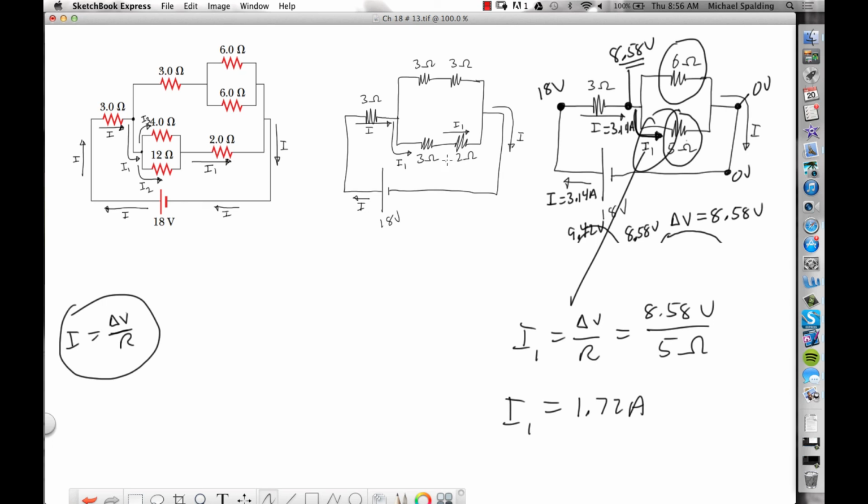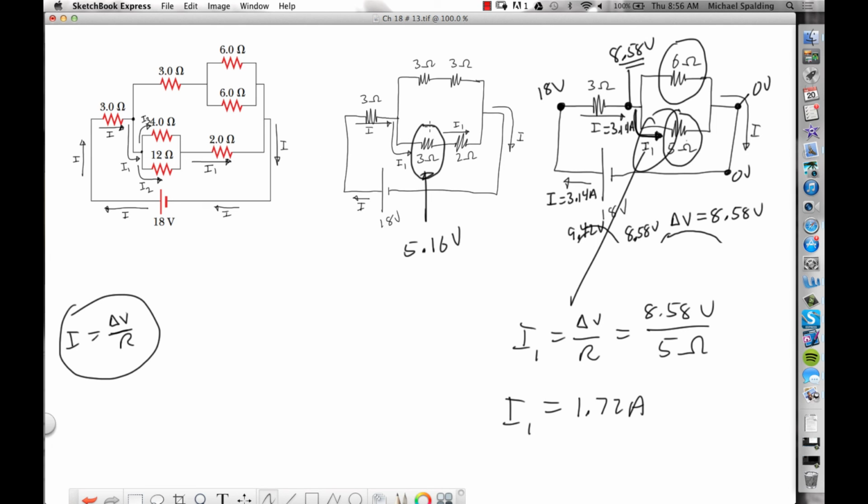Now, what happens to I1? Look at what happens to I1 over here. It splits again. So here's what you got to do, dudes. I know I'm going fast. Find the voltage across that guy, right? We now know I1. I1 times 3, so that's 1.72 times 3. So the voltage across this resistor is 5.16 volts.